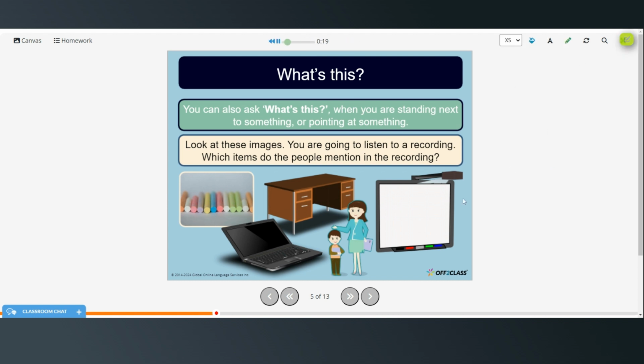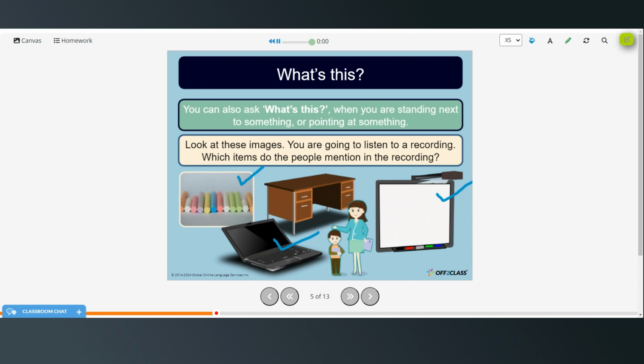What's this? It's chalk. And what's this called? It's a whiteboard. What's that? That's some kind of computer, I think. Is it a new computer? Yes, it's new. Definitely. I think it's very new. And what's that? It's actually, I don't know what it is.